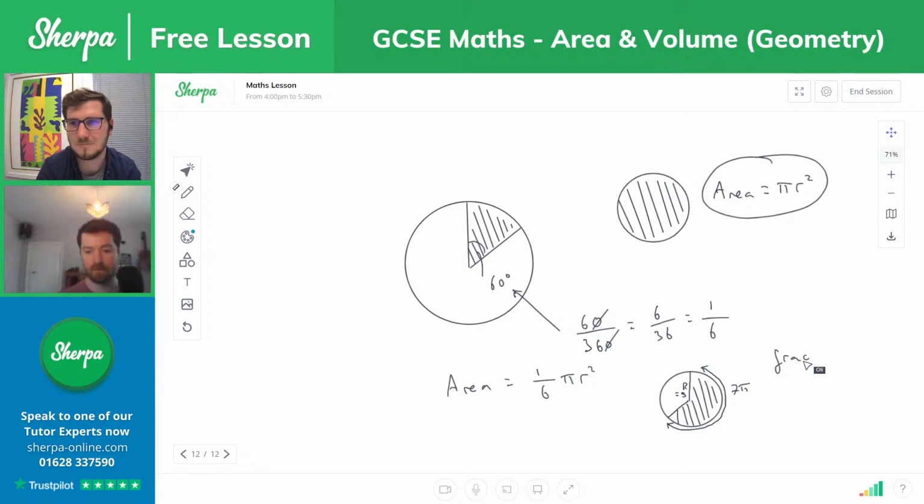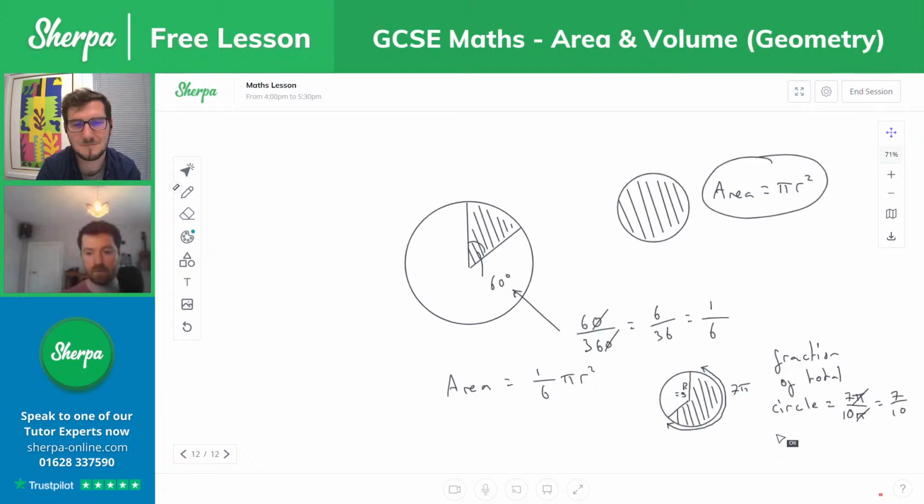I can say the fraction of the total circle is equal to the bit of circle that I'm interested in divided by the whole circle, which is 10 pi. The pi's cancel out, and we end up with 7 over 10 as the fraction of my circle, which looks about right, doesn't it? It's about 70% of my circle. And again, we just take that fraction, the fraction of the circle that I'm interested in, and multiply my total area by that fraction.